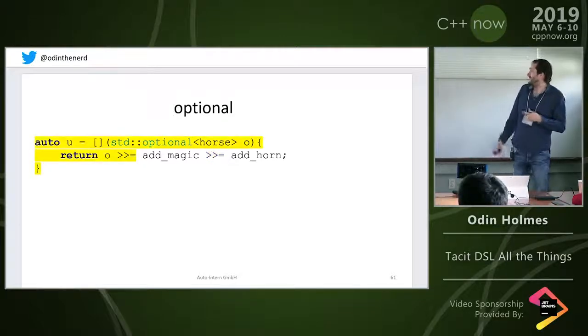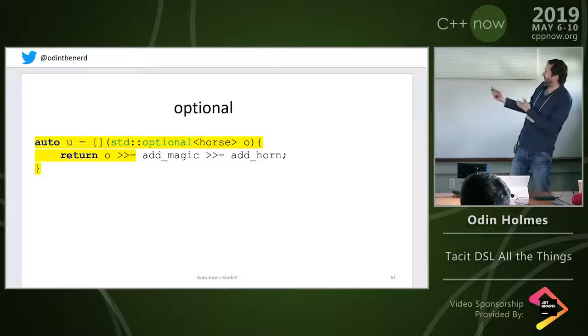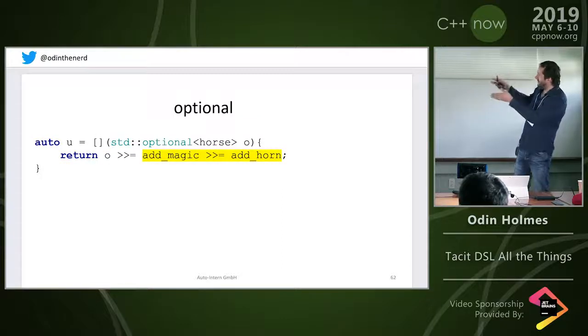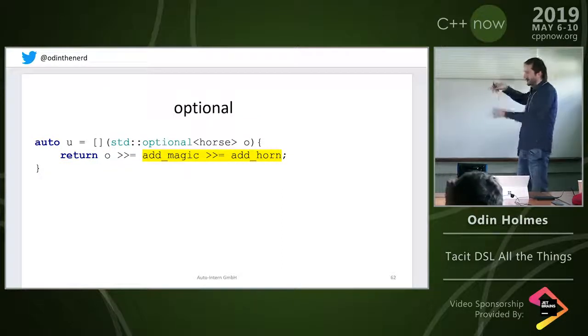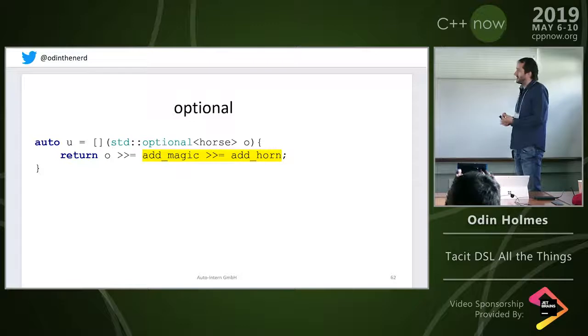But there's a lot of noise compared to the signal here, right? The thing that we're doing is adding magic to something, whatever it is that's coming in. Maybe it's not an optional horse. Maybe it's, I don't know, an any that could be a horse or something else.